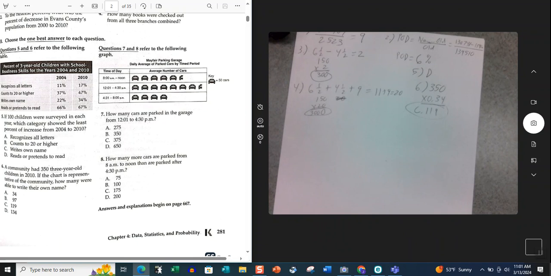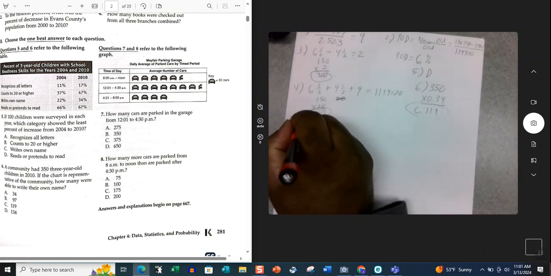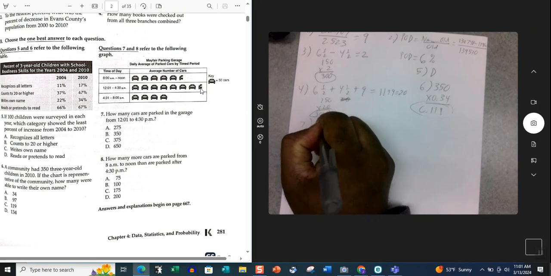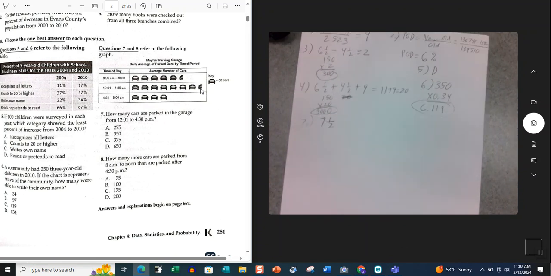Now, we go here to number 7. It says questions 7 and 8 refer to the following graph. Now, we see the graphs here. We got the time of day and the average number of cars, and one full car is equal to 50 cars. Okay, 7. How many cars are parked in the garage from 12:01 to 4:30 p.m.? Okay, so with number 7, if you notice, we have 12:01 to 4:30 p.m. We have 1, 2, 3, 4, 5, 6, 7 and a half. So we have 7 and a half.